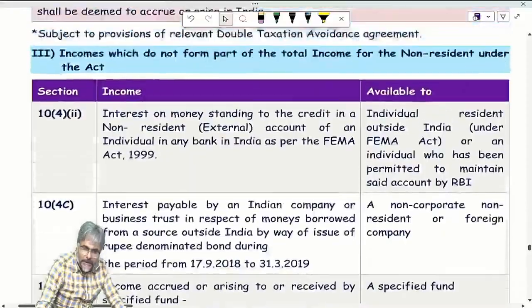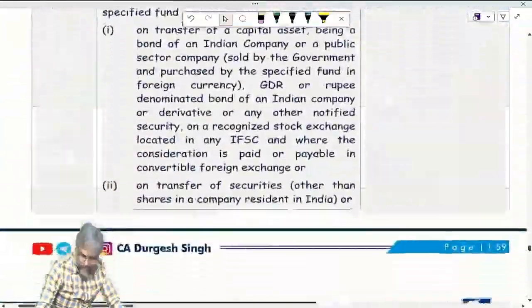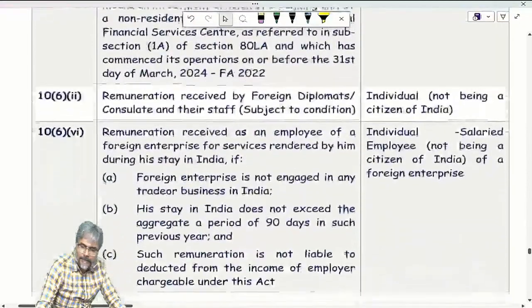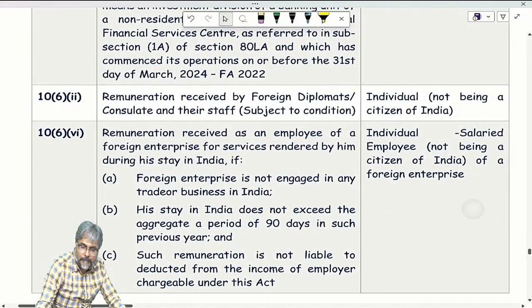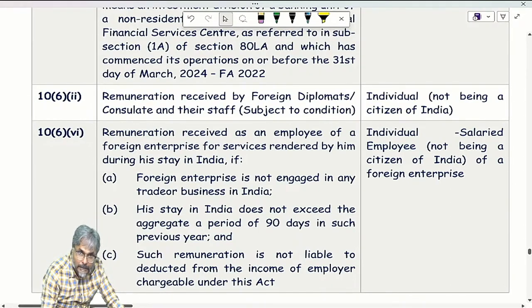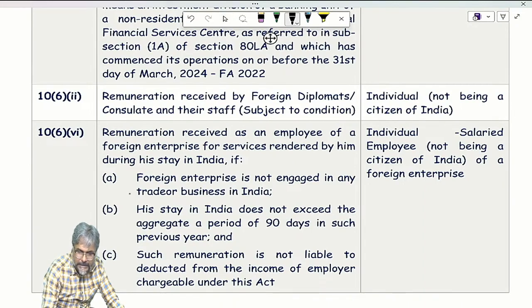Fine. So just come back to me. Just hold this one. Trade or business. In any trade or business in India.